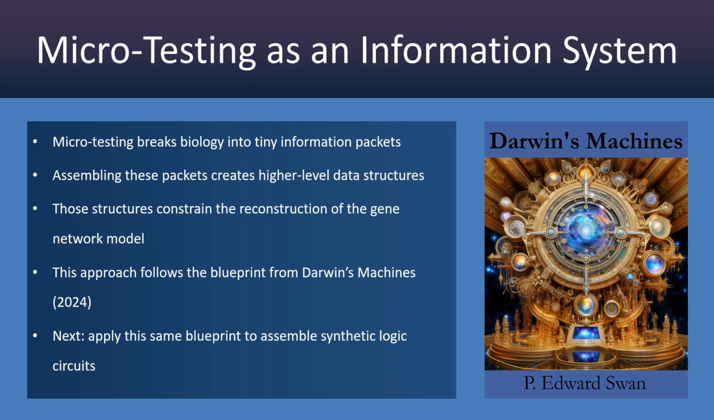In Darwin's Machines 2024, I show how to break complex problems into tiny information packets, and how those packets can be assembled into higher level structures using the same principles we see in natural systems. Useful information emerges from these higher layers, even when the raw signals look like noise. Microtesting is the breaking it down step of that method.